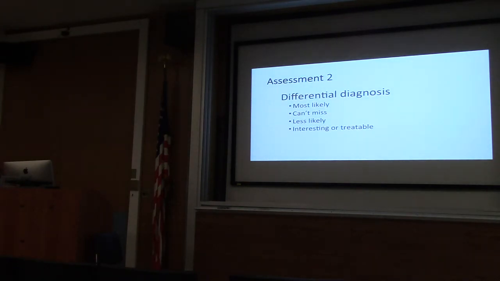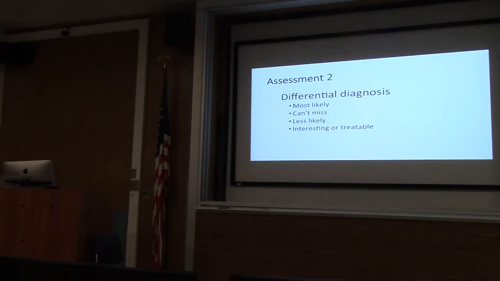Part two: after you write your story and your problem list, you write your differential diagnosis. That's another very ambiguous part. Based on what I read in different places and what I talked about, these are four types of differential diagnosis that you need to cover and mention. You mention what is most likely for this patient.